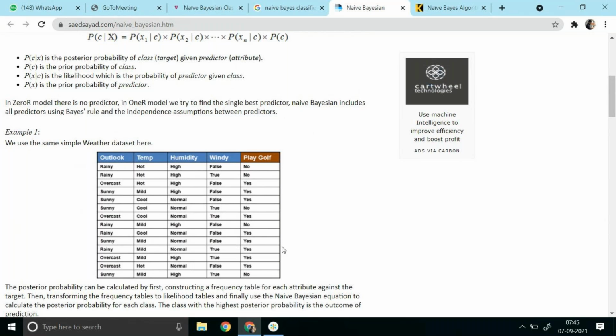Okay. So first, 1, 2, 3, 4, 5, 6, 7, 8, 9, 10, 11, 12, 13, 14 data set. Yes is 9 of 14, no is 5 of 14.